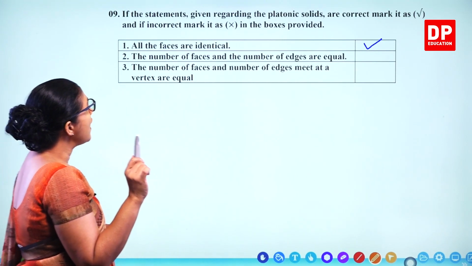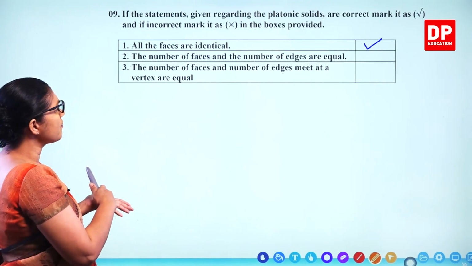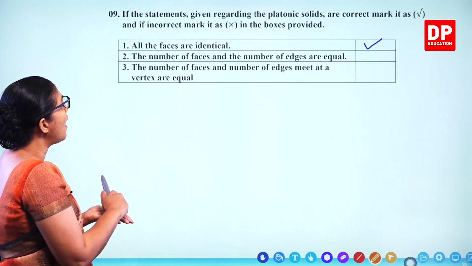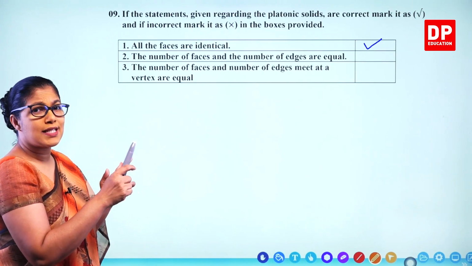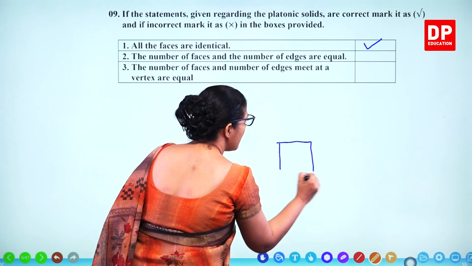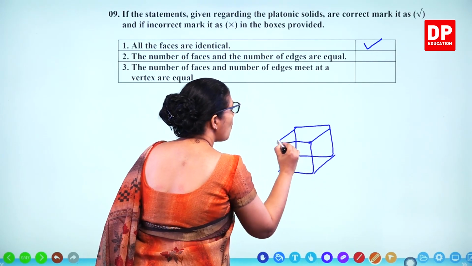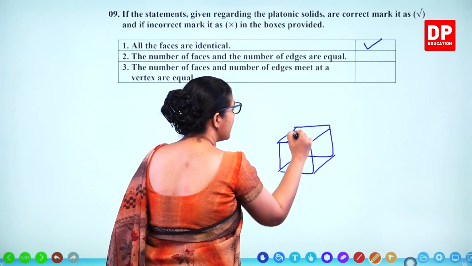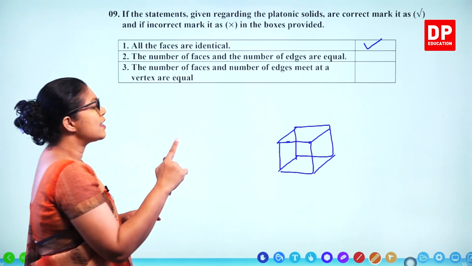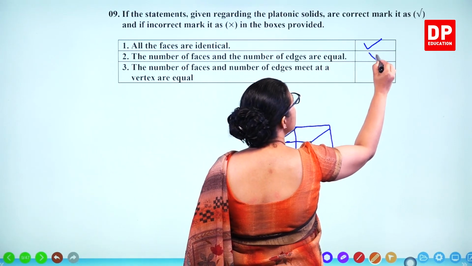The number of faces and the number of edges are equal. That's wrong. If you take a cube, 6 faces are there, but how many edges? 12. Here when you draw the cube, 1, 2, 3, 4, 5, 6, 7, 8, 9, 10, 11, 12. 12 edges with 6 faces. So the faces and number of edges are not equal.